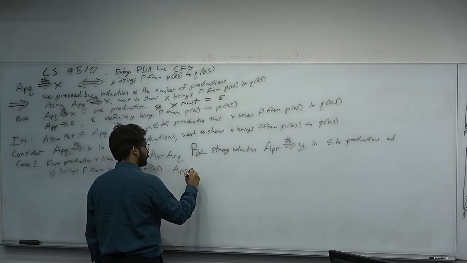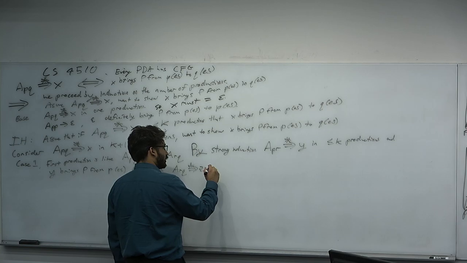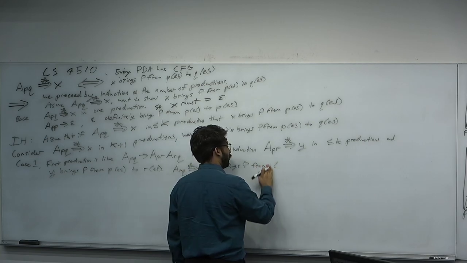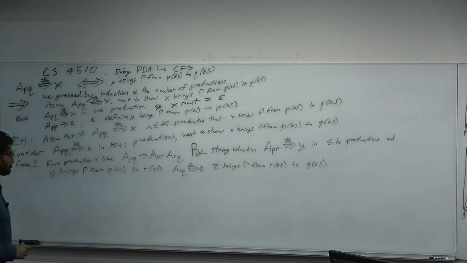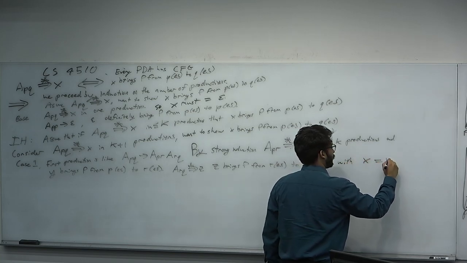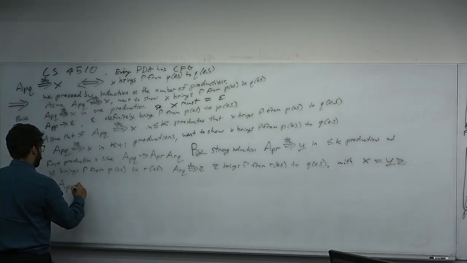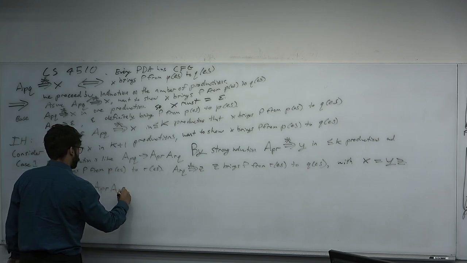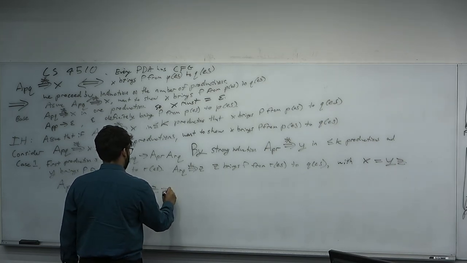Similarly, A_RQ produces a string Z such that Z brings the PDA from R empty stack to Q empty stack, with X equal to the concatenation of Y and Z, right? So then we know that A_PQ produces, in a single step, A_PR A_RQ, which produces the string YZ, which is equal to X.